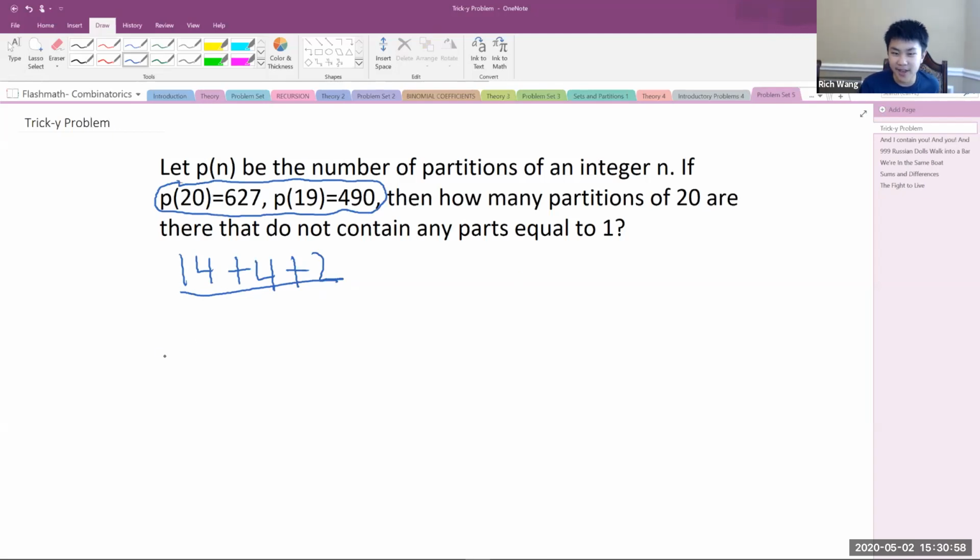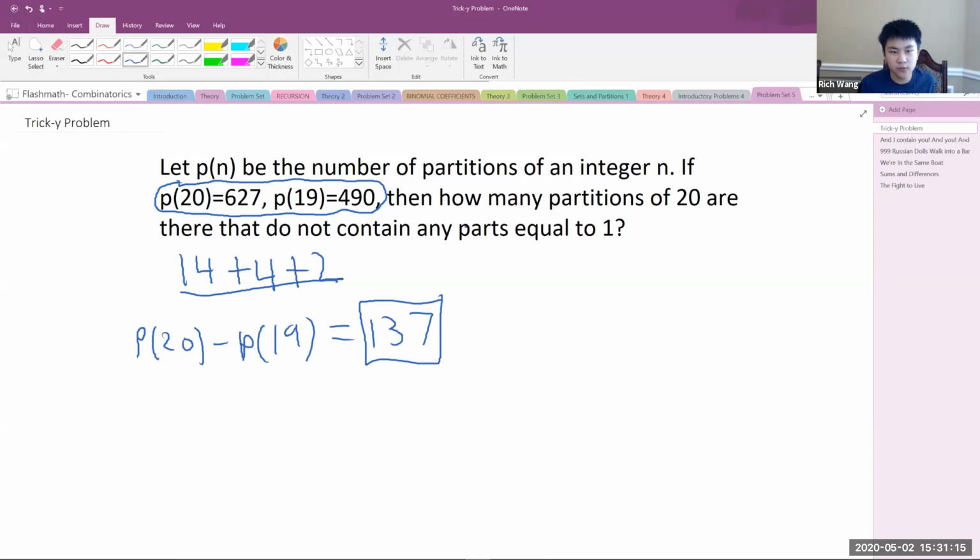I claim that the answer is just P of 20 minus P of 19, which is equal to 137. And I'm going to quickly prove that. We're going to do complementary counting. Let's first find the number of partitions of 20 that do contain a 1. So this is the number of partitions that do contain a 1 in it.